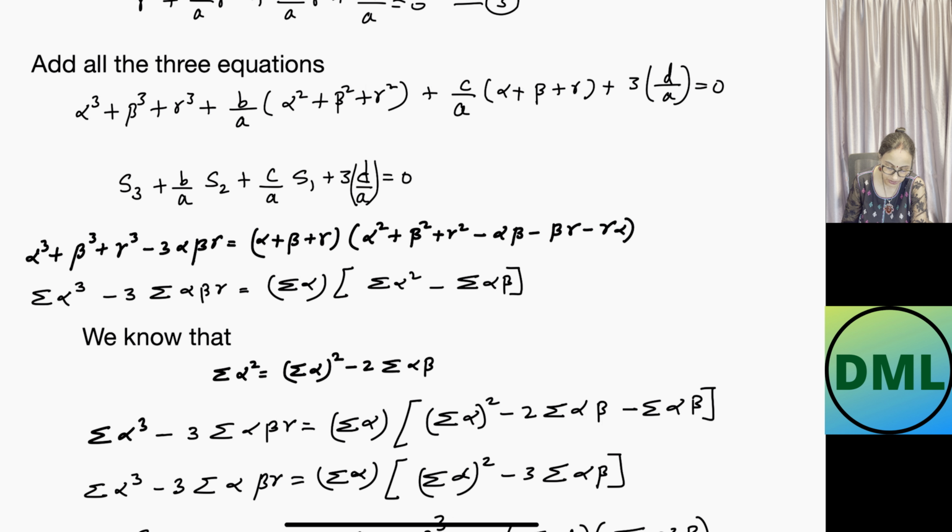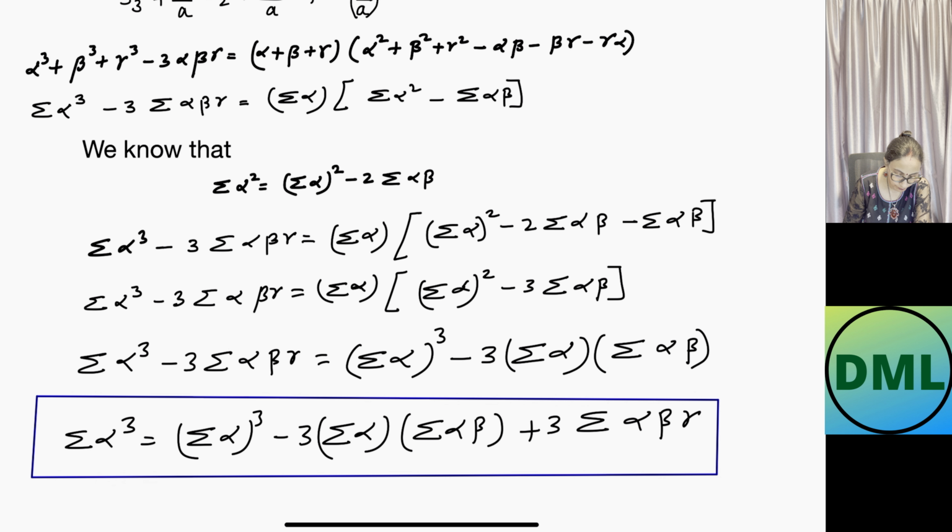If you open the bracket here, I'll get alpha cube minus 3 alpha beta gamma is equal to, if I multiply this, I will get sigma alpha the whole cube minus 3 sigma alpha beta. I'll make this on right hand side, and this will be written as sigma alpha cube is equal to sigma alpha the whole cube minus 3 sigma alpha beta and plus 3 sigma alpha beta gamma. This is the formula. We are going to use it to solve the values for S3.